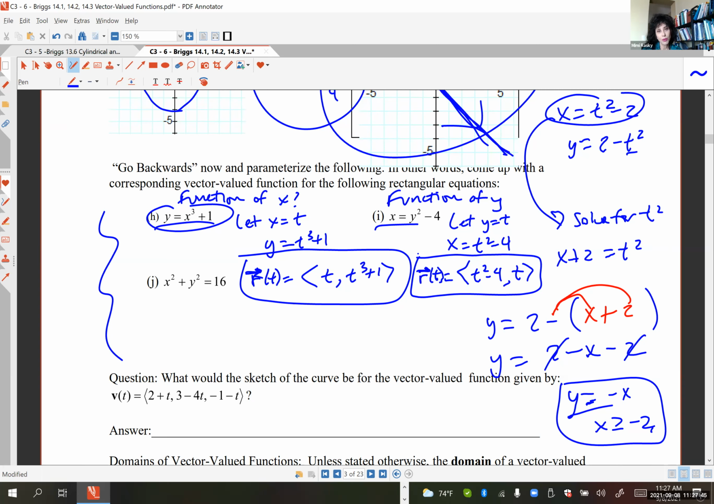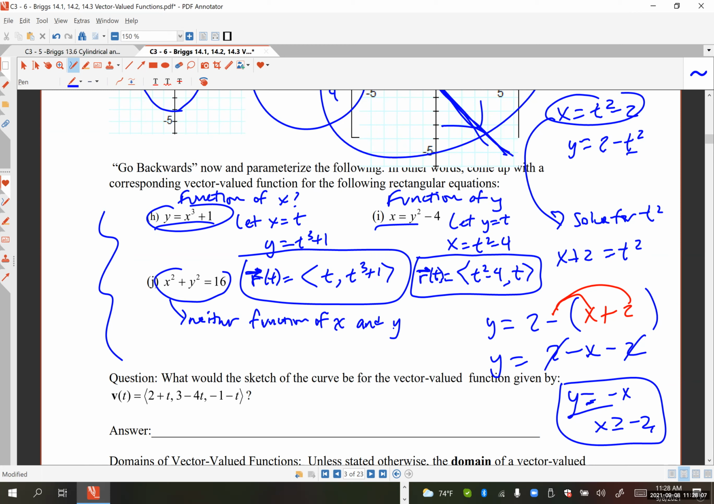Now the hard part. What if it's neither a function of x or y? In fact, when you graph this, it's a circle, and circles don't pass the horizontal or the vertical line test. So it's neither a function of x or y. And this is where it gets hard to parameterize. Sometimes people spend a lot of time figuring out how to parameterize curves.